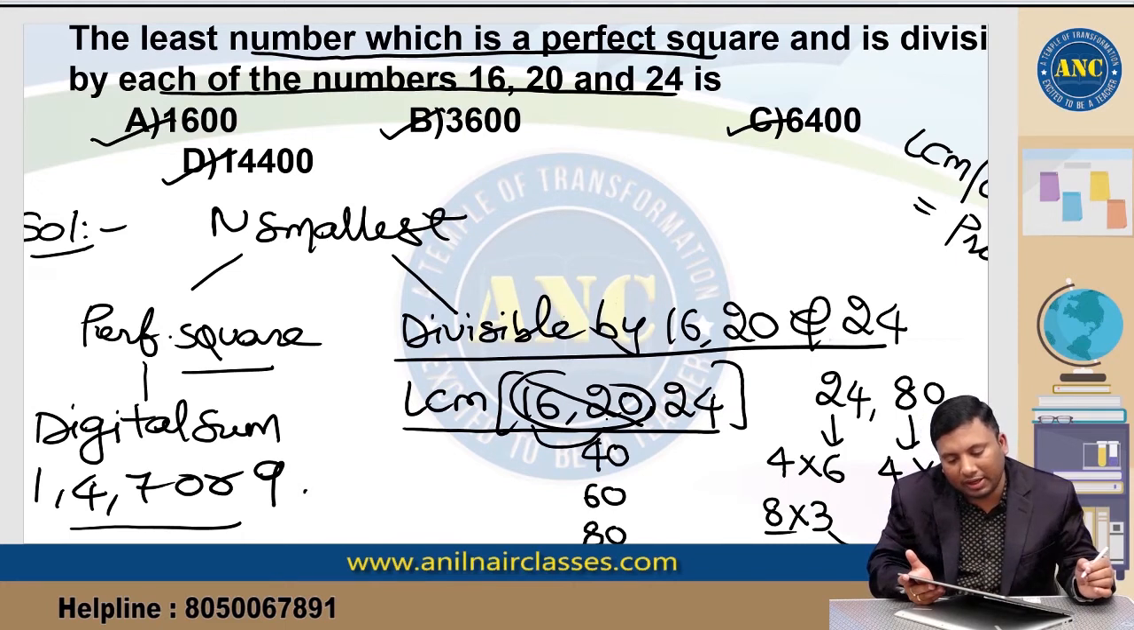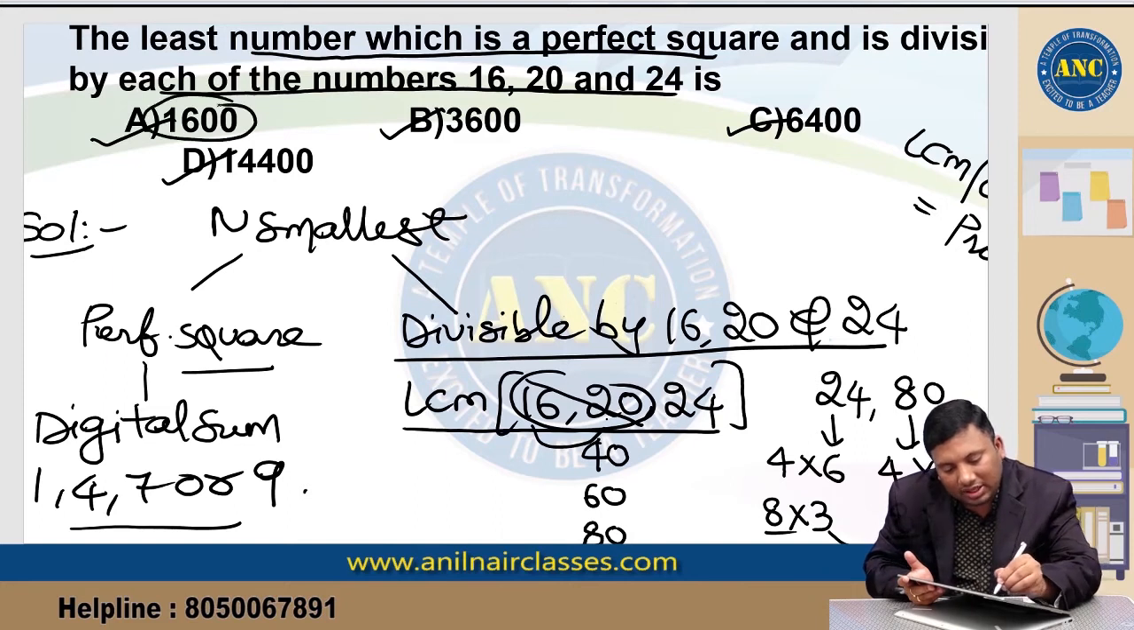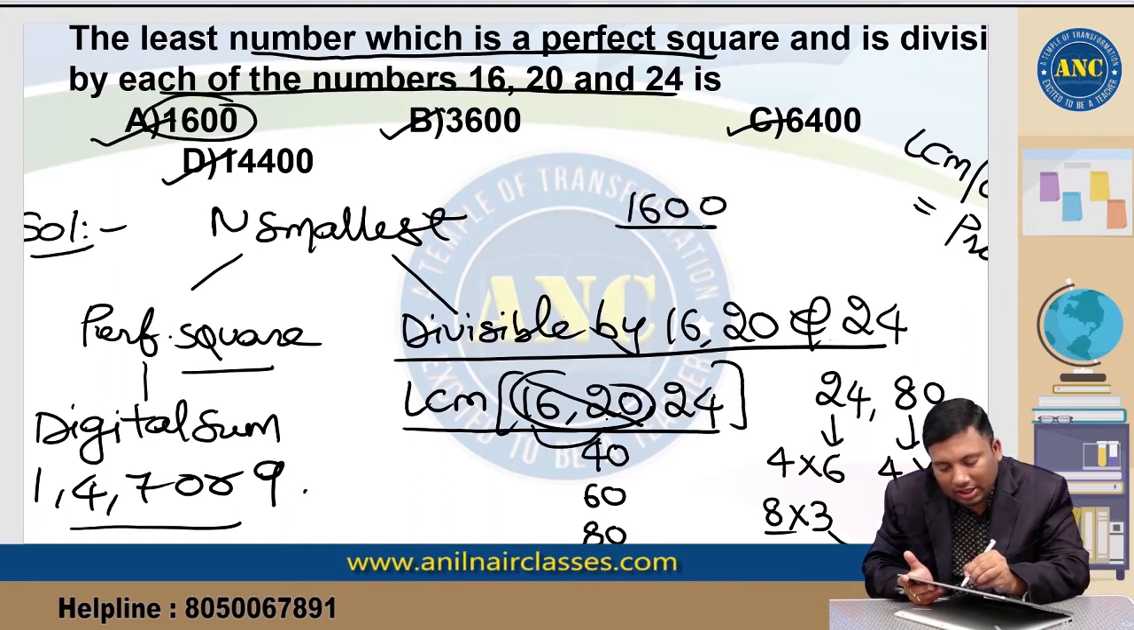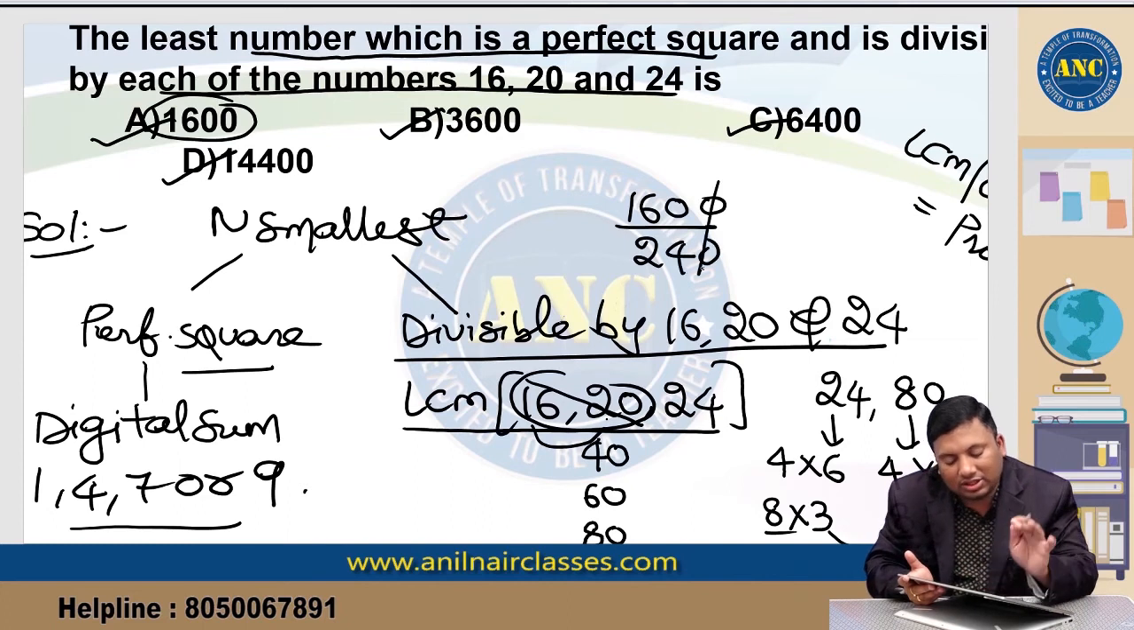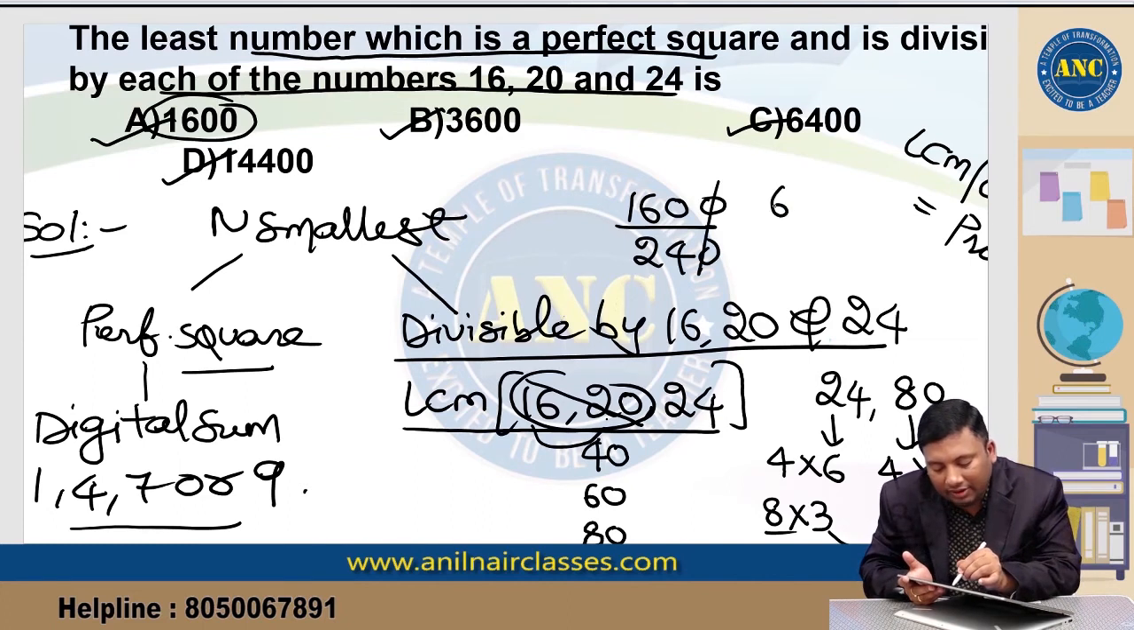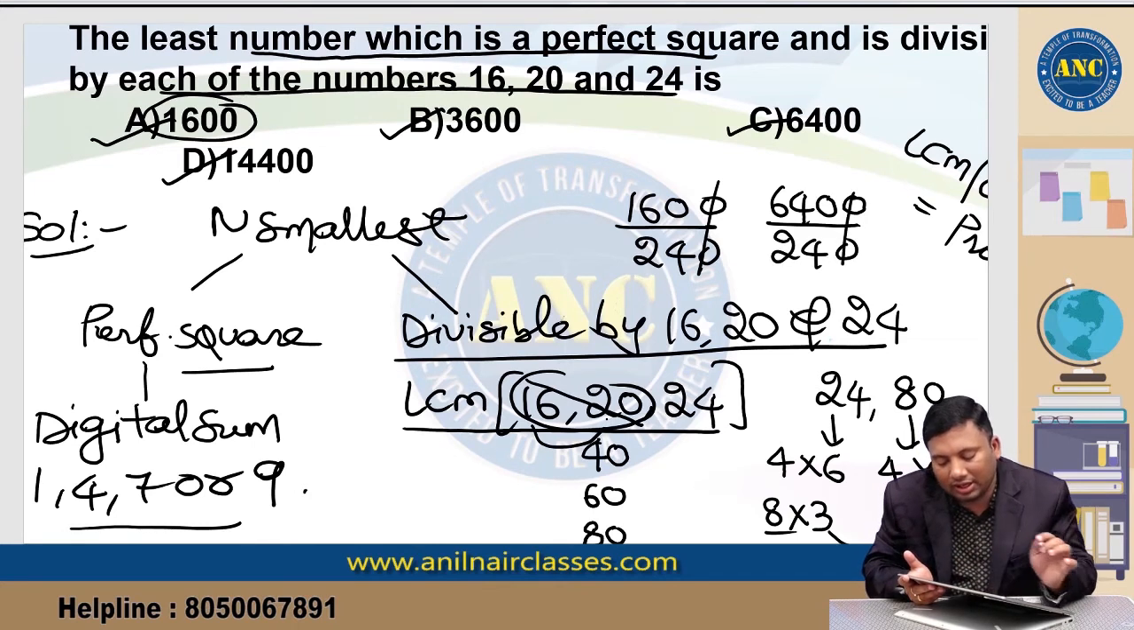It should be divisible by 240 and it should be a perfect square. Let us check which number is divisible by 240. Suppose I take 1600. 1600 is divisible by 240? 160 is not divisible by 24. If I take 6400 divided by 240, 640, 24 twos are 48, 160, it is not divisible. So this is out and that is out.